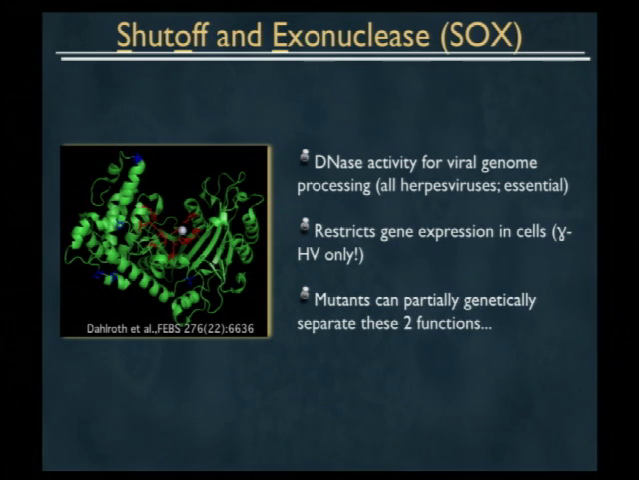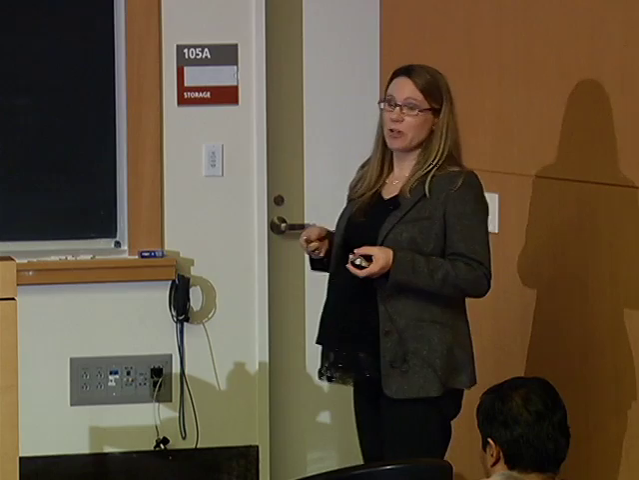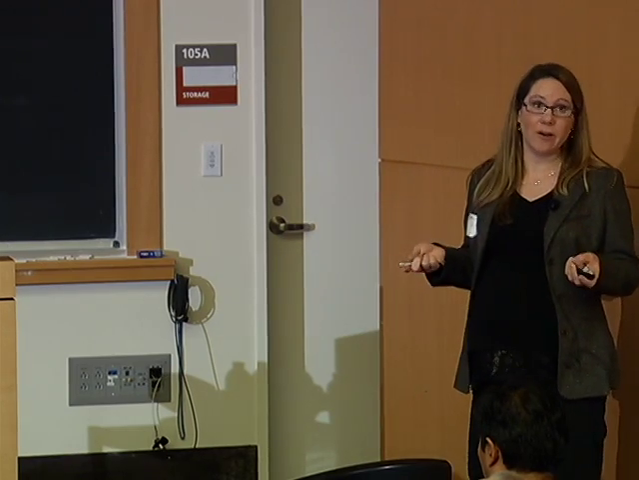It was actually characterized originally a number of years ago as a DNase that's important for resolution of branch structures that arise during rolling circle DNA replication, viral DNA replication in the nucleus. So because of this function, it's actually essential for viral replication. You can't just delete the gene or you will kill the virus, basically. And it's also highly conserved in all herpes viruses.